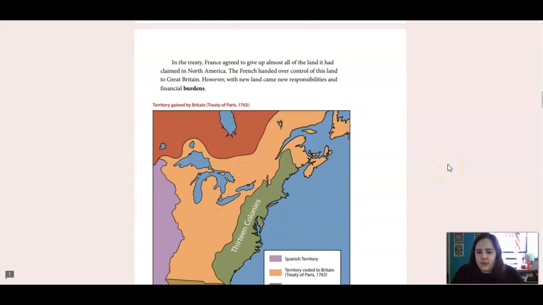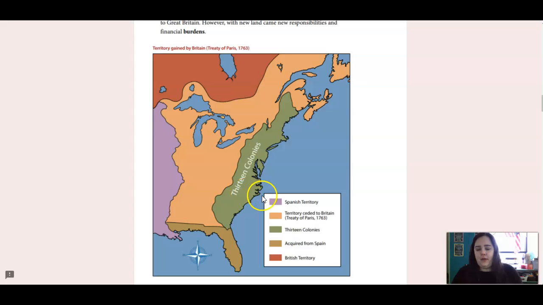In the treaty, France agreed to give up almost all of the land it had claimed in North America. The French handed over control of this land to Great Britain. However, with new land came new responsibilities and financial burdens. So at the end of this war, Britain won, so that is another word for England, and they had to acquire all of this land from their opponent, France. So you can see here, the 13 colonies were included in that.